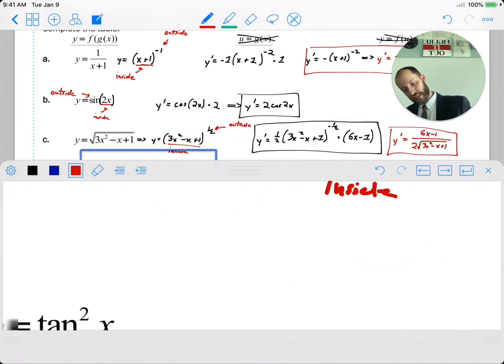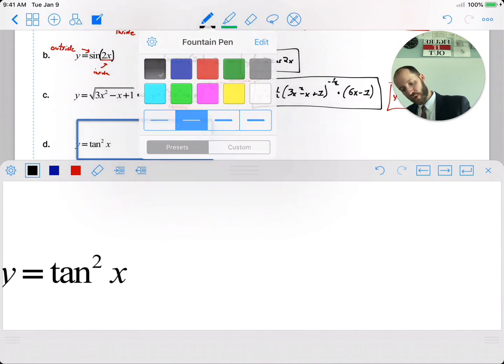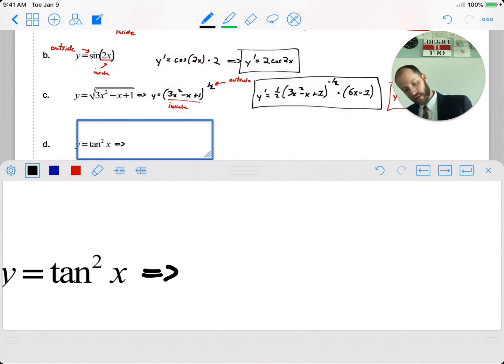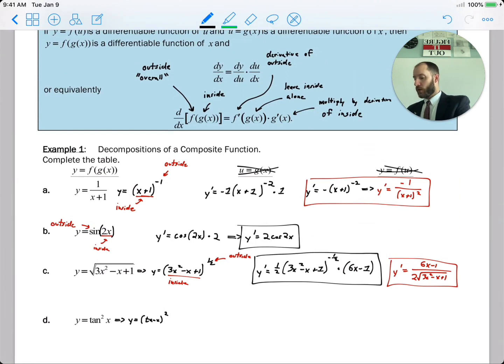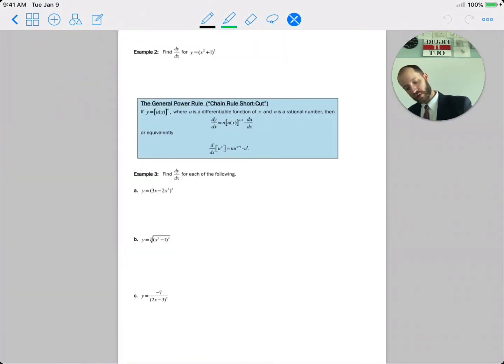Down at the bottom, example D, the tangent squared x. Another way to write that, just to clear this up, is y equals, we have tangent squared of x. So tangent of x is being squared. So you can rewrite that if you want to see it that way. Go ahead, take a look at the rest of the examples. Check your answers with my completed notes.